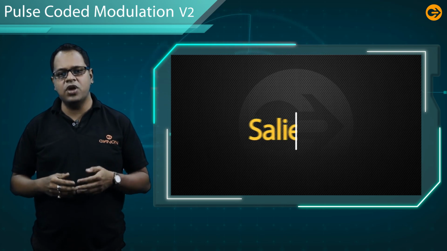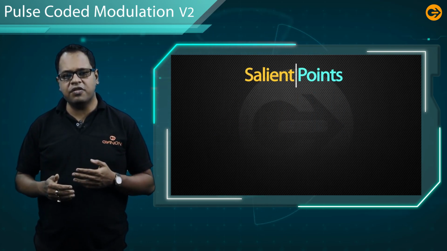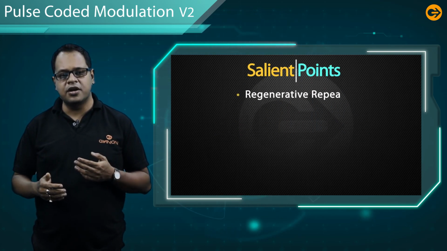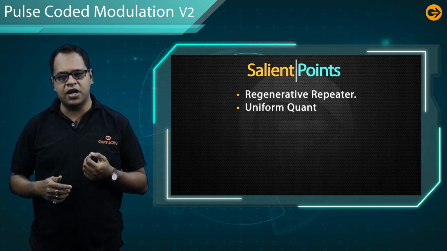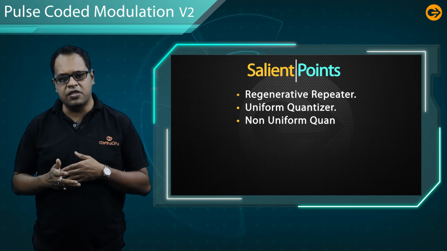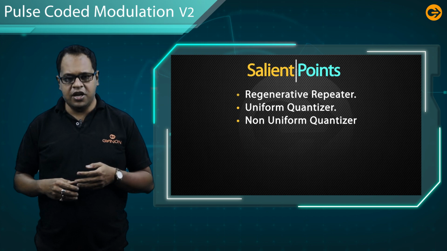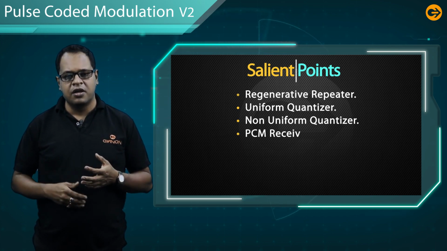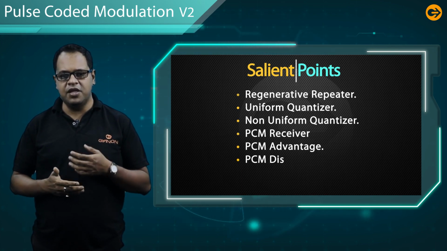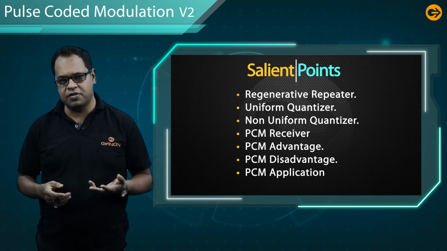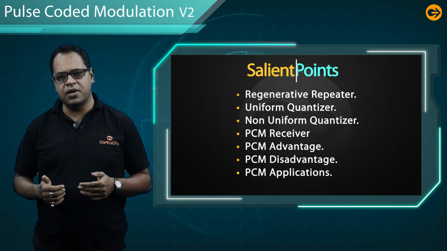Let us have a recap of what we have discussed today. We have discussed the regenerative repeater, then we discussed the uniform quantizer, the non-uniform quantizer, then the PCM receiver, PCM advantages, PCM disadvantages, and PCM applications. That's all for this segment.